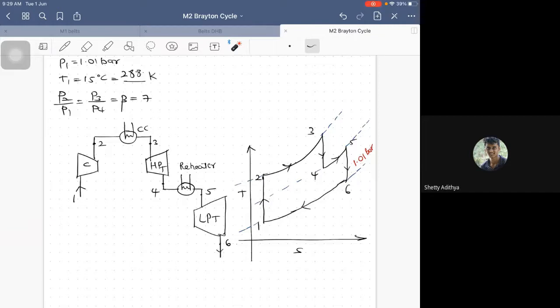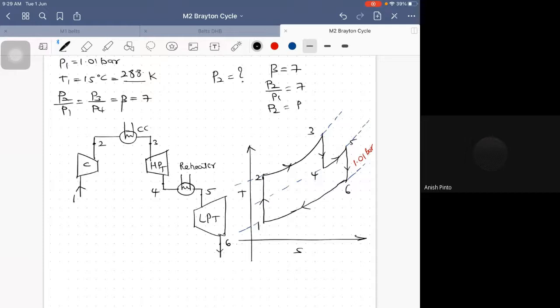Now, can I get the value of P2? Is there any way through which I can calculate the value of P2? P2 by P1 is equal to 7. P1 value is given. Exactly. Since beta value is given as 7 and beta is P2 by P1, that is equal to 7, I want the value of P2. It is P1 times 7. So P1 is 1.01 cross 7. So what is the value of P2?